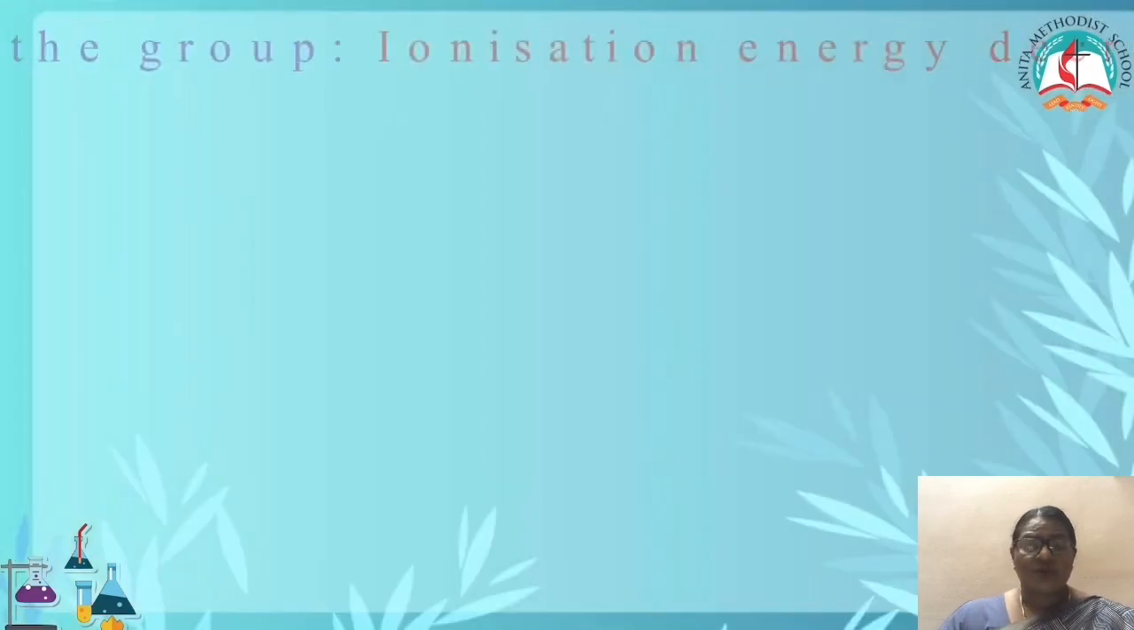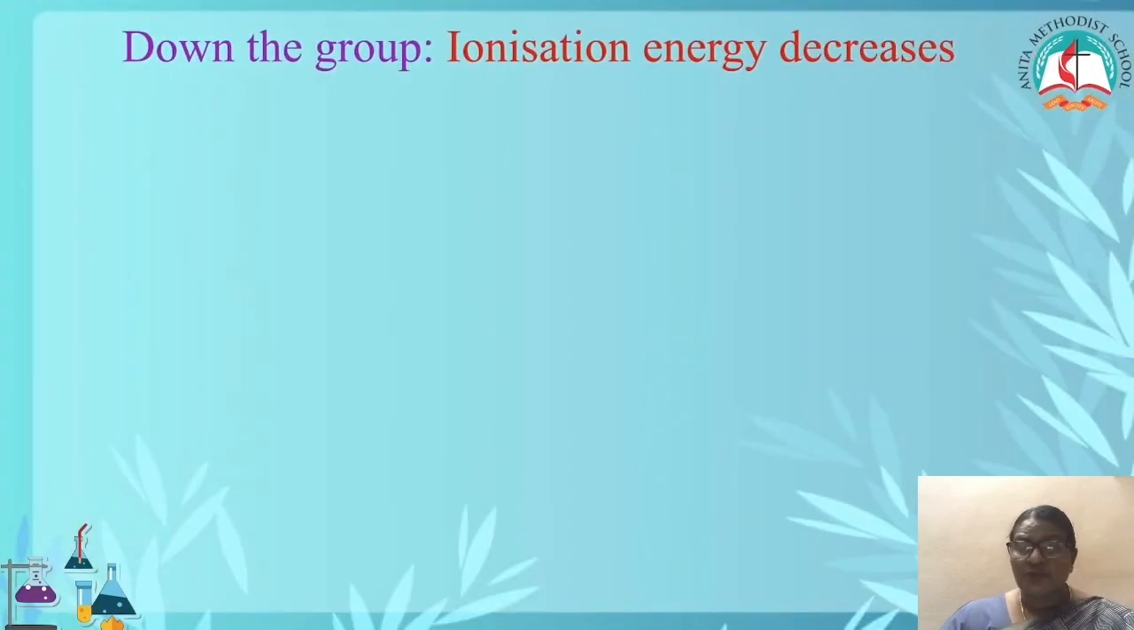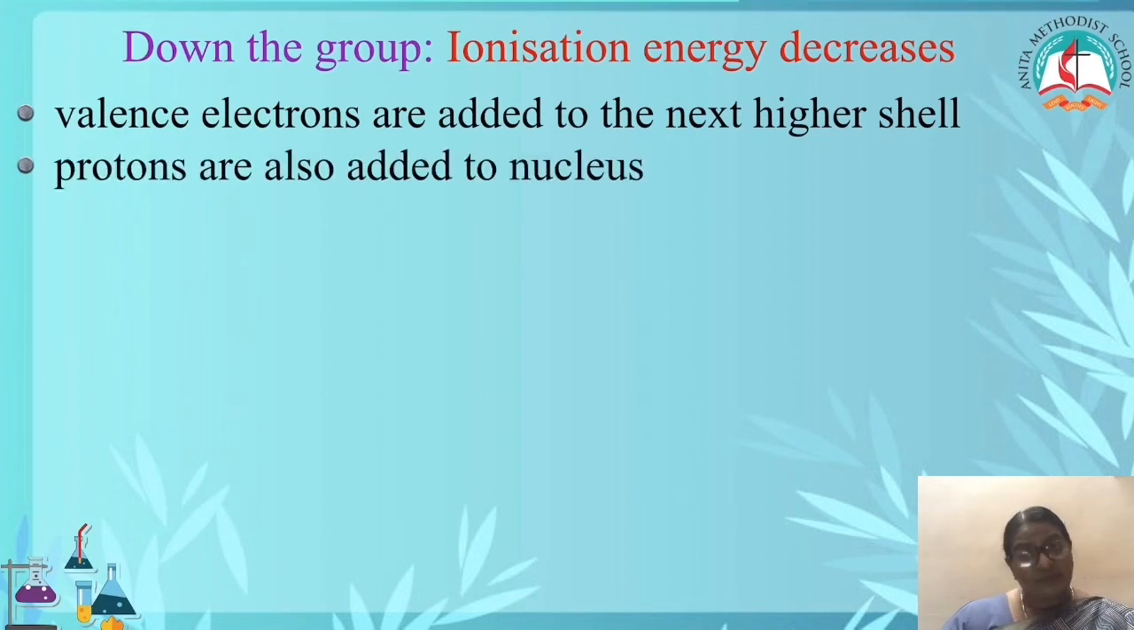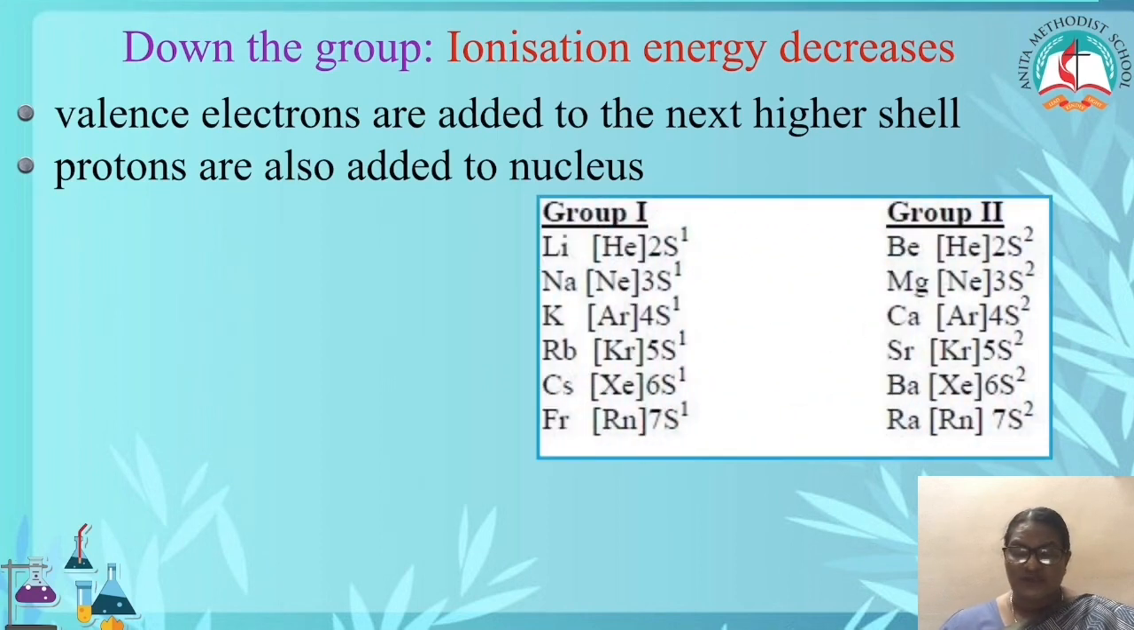Next, we are going to see what happens to ionization energy when we move down the group. When we move down the group, it decreases because valence electrons are added to the next higher shell, K, L, M like that. But even then, the protons are increasing. But what is happening here, this is group 1 and group 2. If you look at the electronic configuration, 2s1, 3s1, 4s1, 5s1, this is group 1. Electrons are added to the next higher shell.